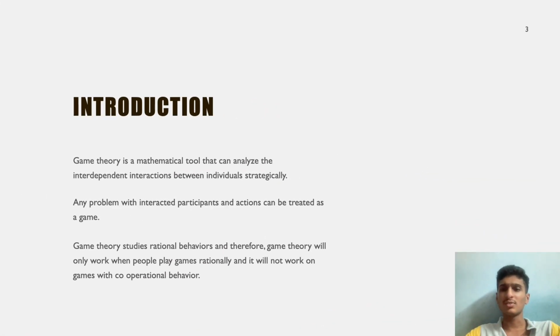Automata theory is a branch of computer science that deals with the study of abstract machines and automata and their computational capabilities. Game theory, on the other hand, is a branch of mathematics that deals with the study of strategic decision making. Any problem with interactive participants and actions can be treated as a game. Game theory studies rational behaviors, and therefore, game theory will only work when people play games rationally, and it will not work on games with cooperational behavior.